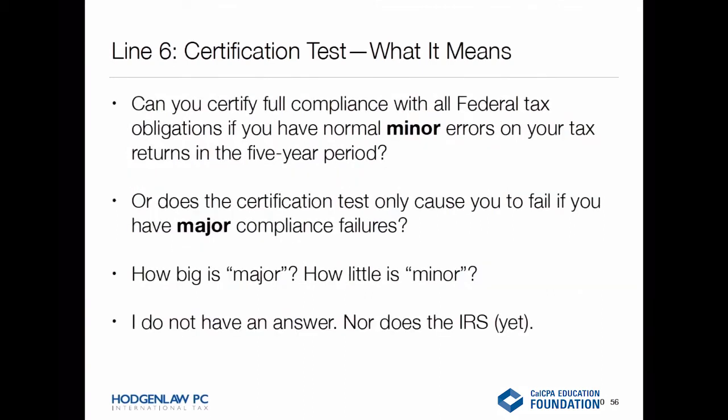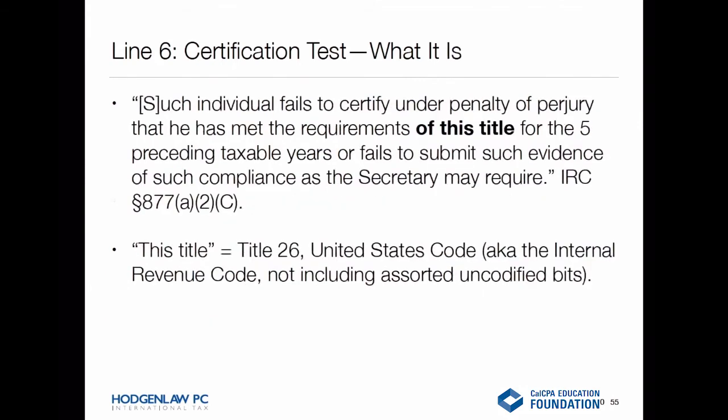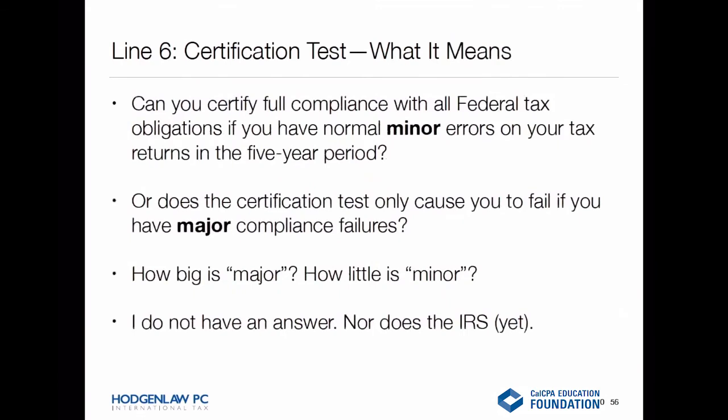Now, what does it really mean when they're asking if you've met the requirements of Title 26 for the 5 preceding tax years? Everybody makes small errors on their tax returns. So can you certify full compliance with all federal tax obligations if you have a normal minor error on your tax returns? Or does the certification test only cause you to fail if you have major compliance issues? How big is major? How little is minor? Is there any kind of guidance on this?